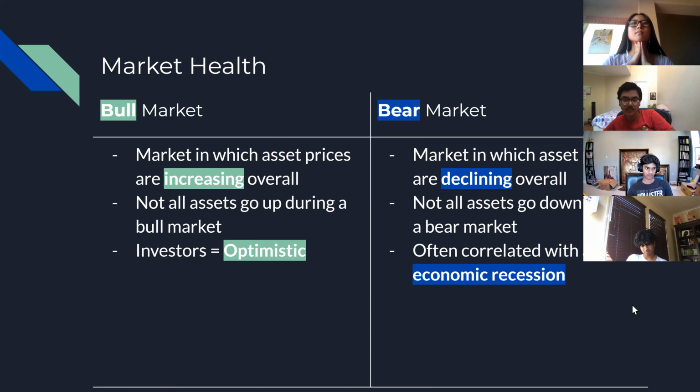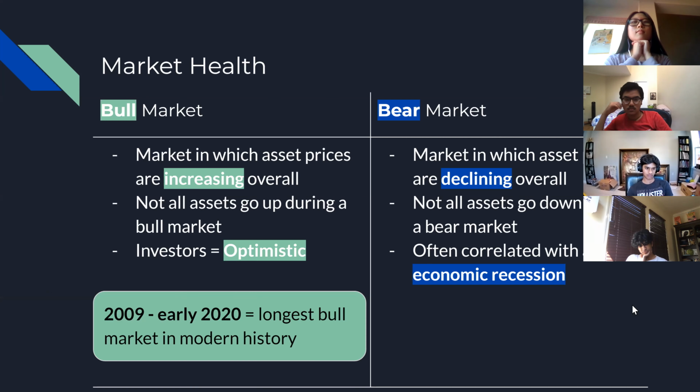If you follow the stock market, you'll know that the longest continuous bull market in modern history started in 2009, right after the 2008 Great Recession, and it ended in early 2020, right before COVID concerns really hit the stock market. And in a bull market, the investors are really optimistic and really likely to invest just because the overall trend is upward.